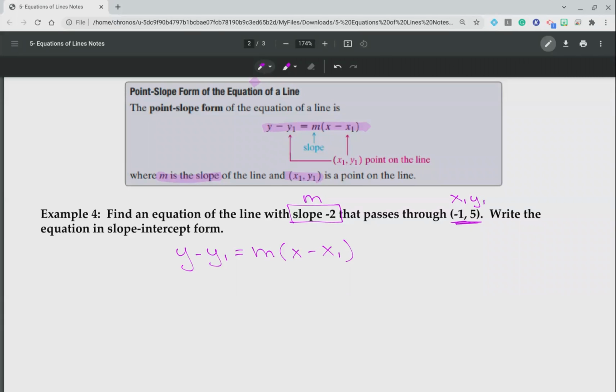All right, so I am just taking all of those pieces of information and plugging it into my equation. So I leave this y alone, and my y1 is 5. My slope is -2. I leave this x alone, and I have -1 for my x1. So this is going to be minus -1. And then remember, two minuses make a plus. Okay, so I took my point and I plugged it in.